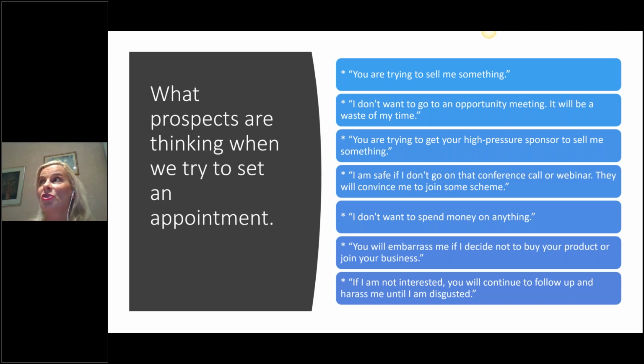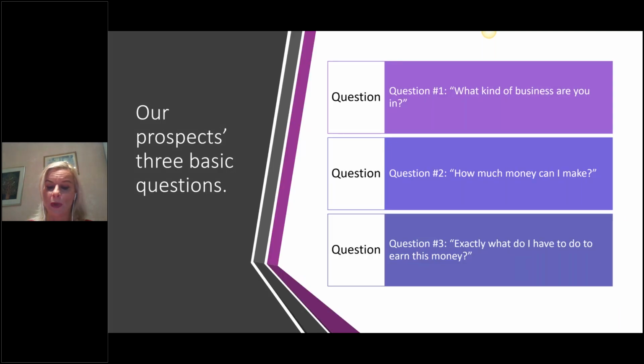They will convince me to join a scheme. I don't want to spend money on anything. It will embarrass me if I decide not to buy the product to join your business. I'm not interested. You will continue to follow up and harass me until I am disgusted and maybe our friendship ends. So those are things which prospects do think. And why do they think so? Again, because this is human nature.